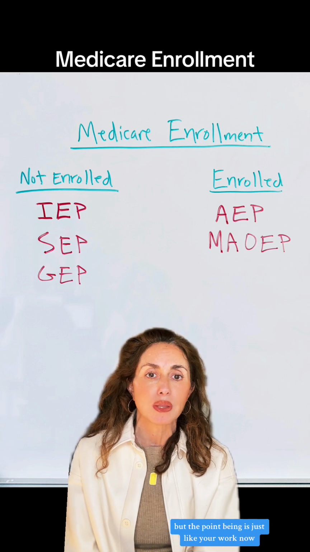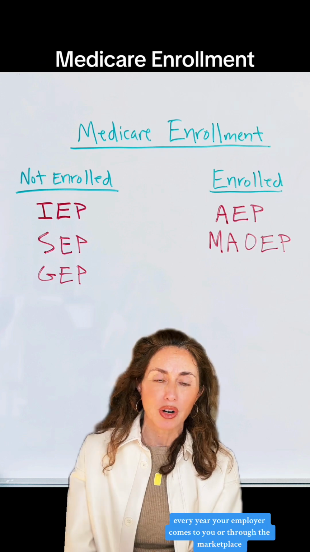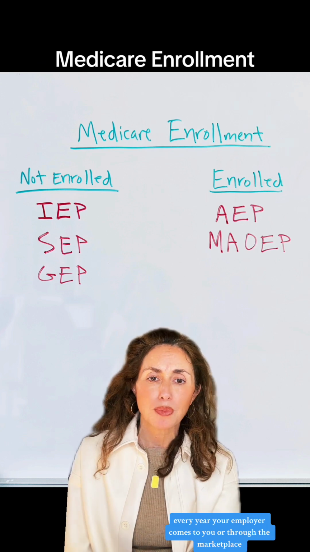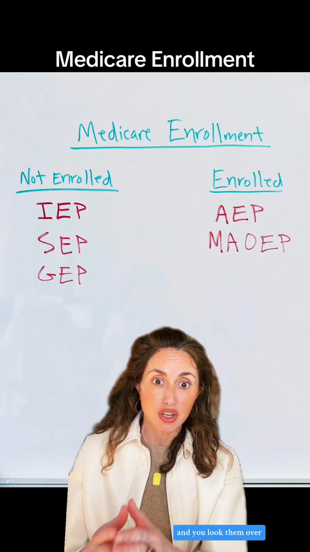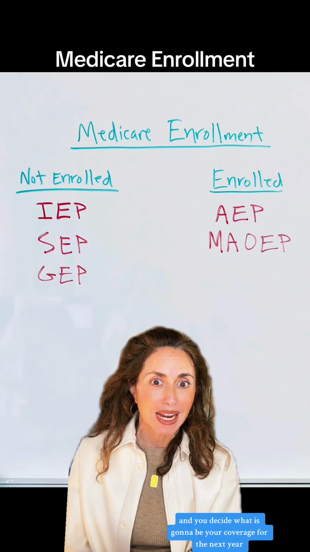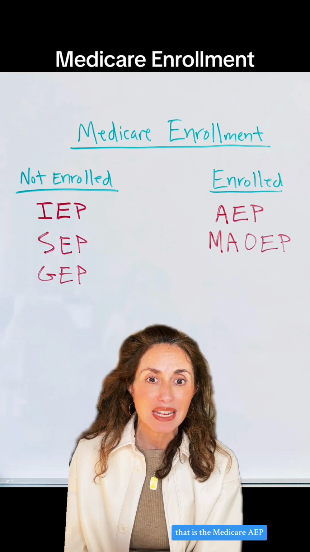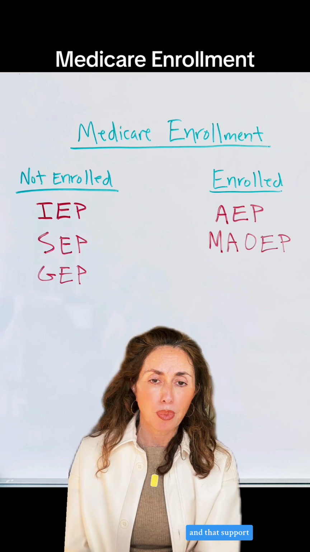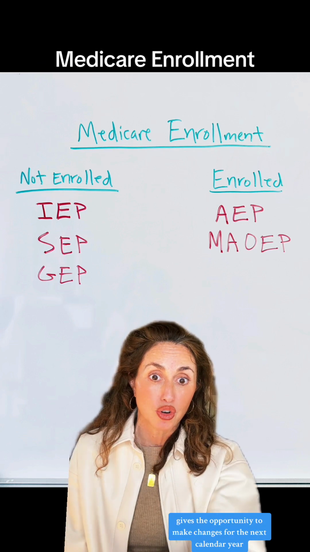But the point being is, just like your work now, every year your employer comes to you, or through the marketplace, and you learn this is the time where the new plans are being introduced, and you look them over and you decide what is going to be your coverage for the next year. That is the Medicare AEP. And that's an important time of year. It gives you the opportunity to make changes for the next calendar year.